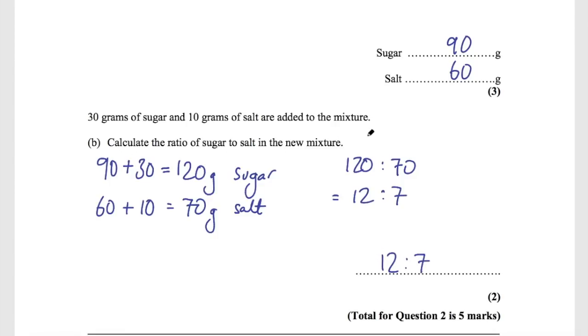Now it doesn't say give it in the form n to 1, so we can leave it as 12 to 7. If it did say we needed it in the form n to 1, then you'd have to convert that into a ratio where 1 is on the right and we have to work out what would be on the left hand side. But it doesn't say that, so 12 to 7 is perfectly fine for your answer there.